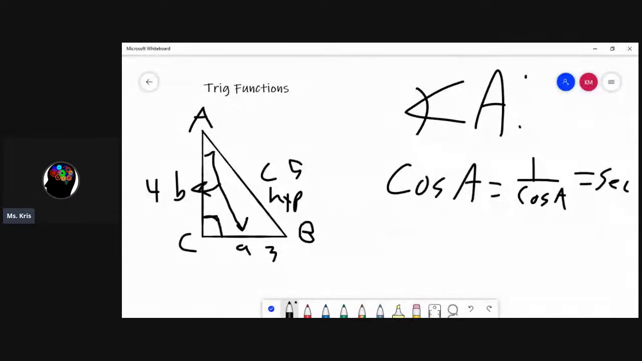So whenever you want the flipped version or the opposite version of cosine, know that you are looking for the secant trig function. Now, the secant trig function, as it relates to angle A, is the hypotenuse over the adjacent. Cosine is the adjacent over the hypotenuse, and the secant is the flipped version of that, which is the hypotenuse over adjacent. So that means that is C over B, which is 5 over 4.